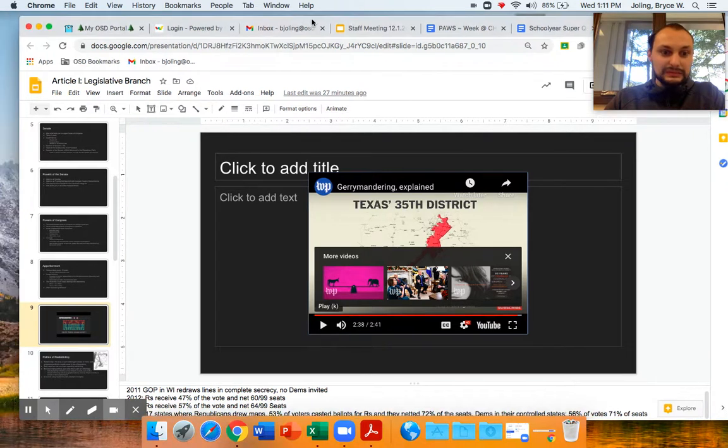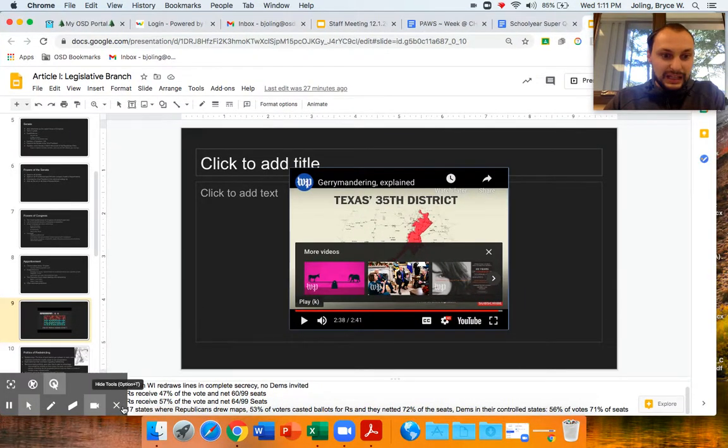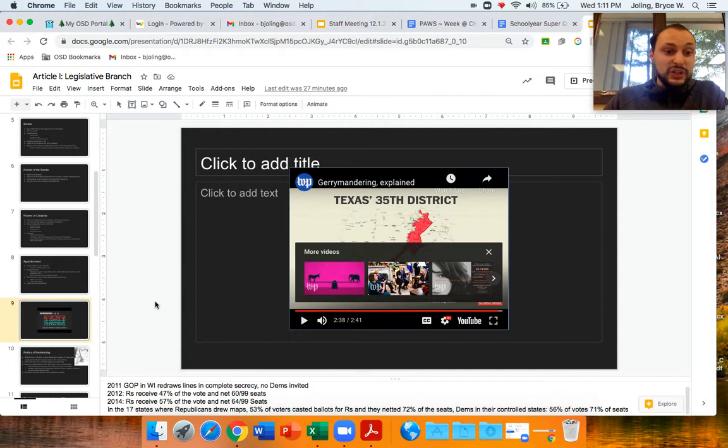In 2014, the Republicans received 57% of the vote, and they got 64 out of 99 seats. In the 17 states where Republicans drew the maps, they received 53% of the ballots cast, yet they earned 72% of the seats. So as you can see, that is not proportional.